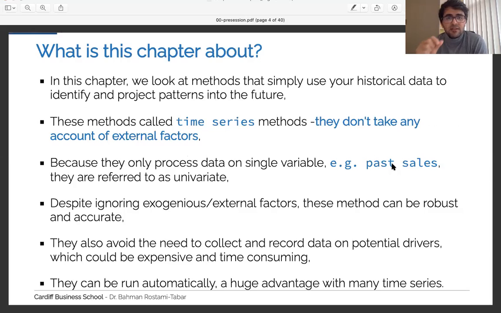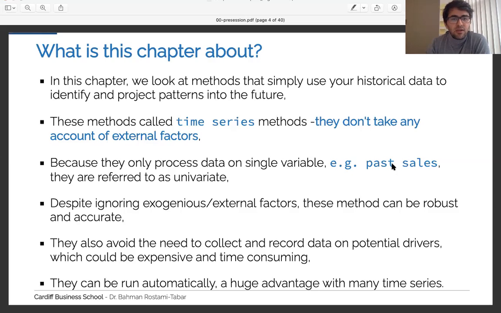So in this chapter, we look at the methods that simply use the historical data to identify and project patterns into the future. That's what we call forecasting. So these methods are called time series methods. They don't take into account any external factors. They just use the historical data of the variable you want to forecast. So if you want to forecast the amount of sales for the next month, if you use time series methods, then they use the historical values of the sales in the past. So they use the past values. Well, you could also use other factors like promotions, like weather, but these are external values. So we don't use them in time series methods. I mean, pure time series methods don't take this into account.